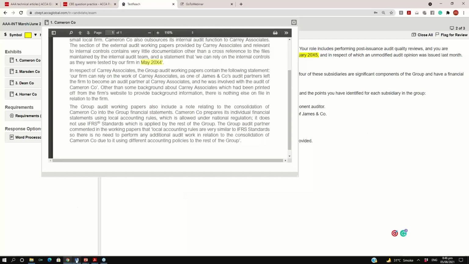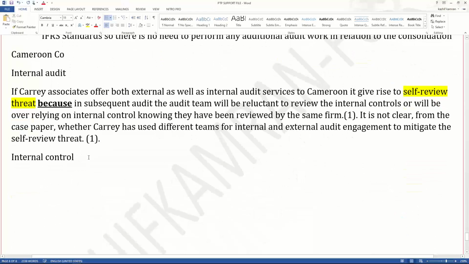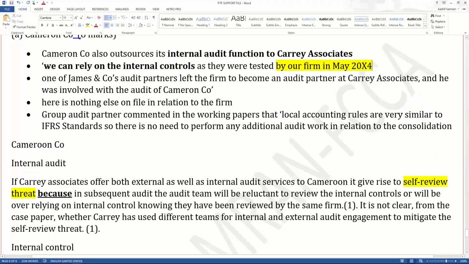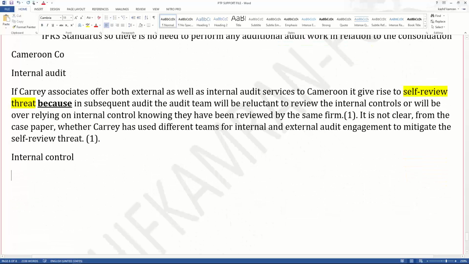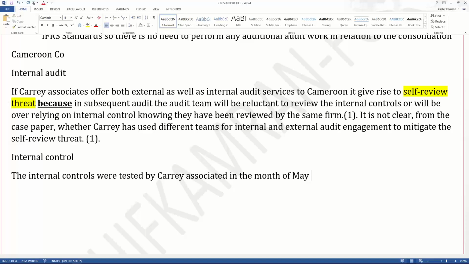So let's go back to the Word file where I was drafting the point. In the internal control, they say we can rely on internal controls as they were tested in May. So we have to criticize this. The internal controls were tested by Kerry Associates in the month of May 20x4.